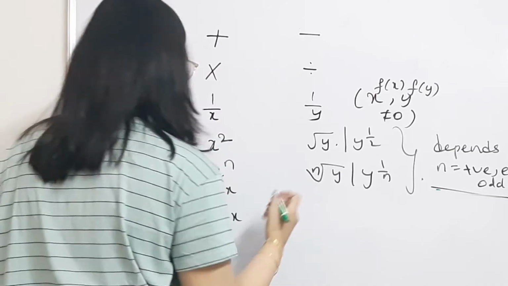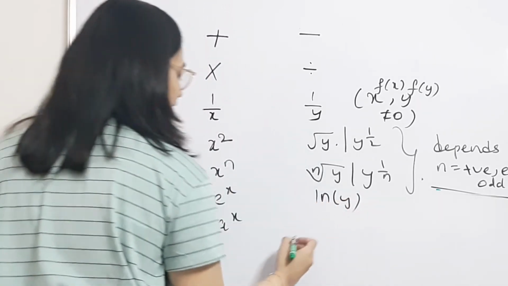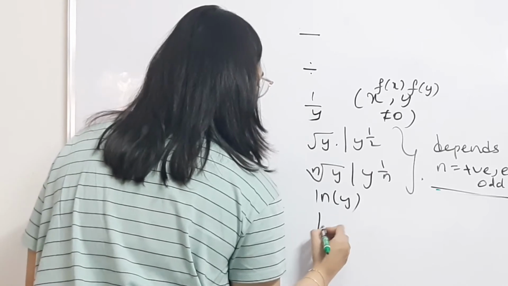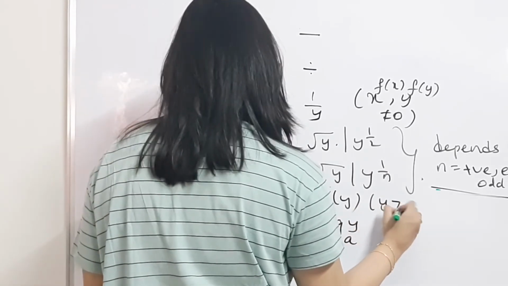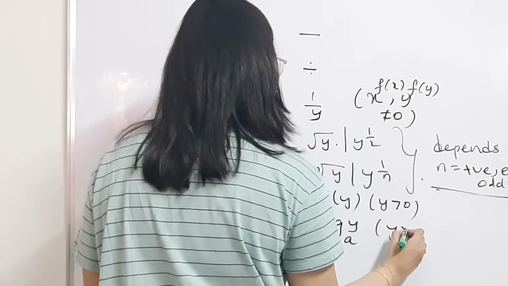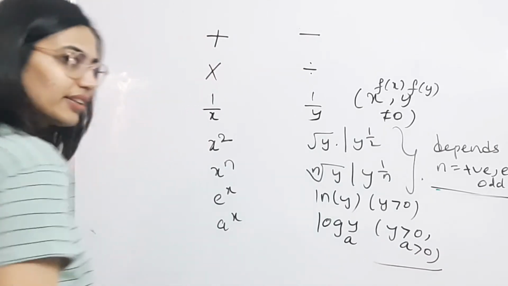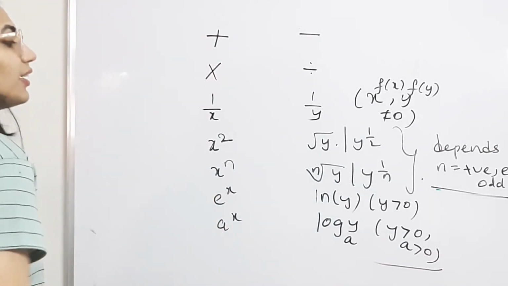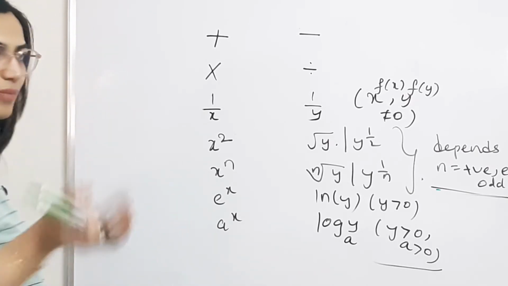And e power of x will become what? y, because x is converting to y. And a power of x will become what? Log y to the base a. Here we need to make sure that y is greater than 0. Here also y is greater than 0, and a also should be greater than 0, right? Because I have defined very clearly y and a should be base and the power should be greater than 0 in one of my videos. You can watch it there.